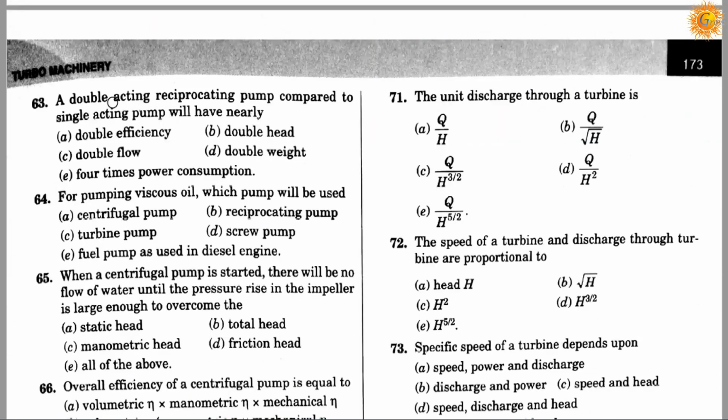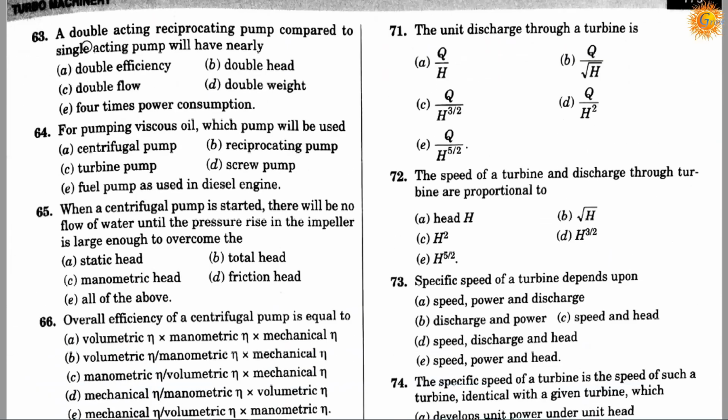Question number 63. A double acting reciprocating pump compared to single acting pump will have nearly option A double efficiency, option B double head, option C double flow, option D double weight, option E 4-time power consumption. So correct answer is C, it will be double flow.